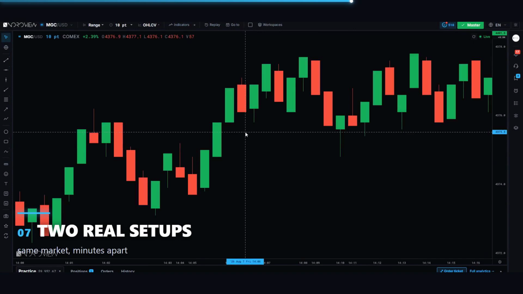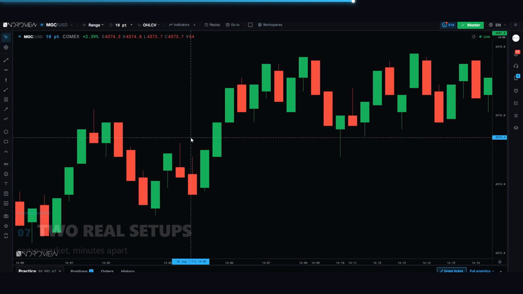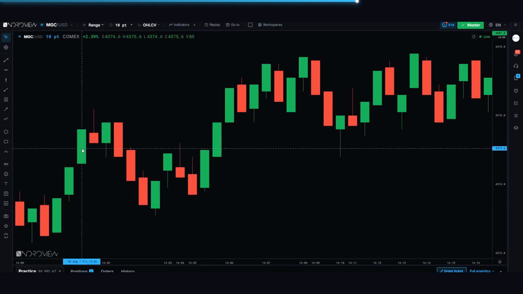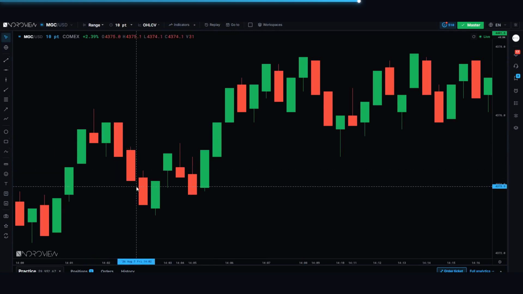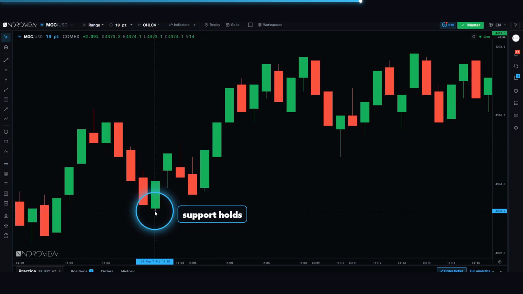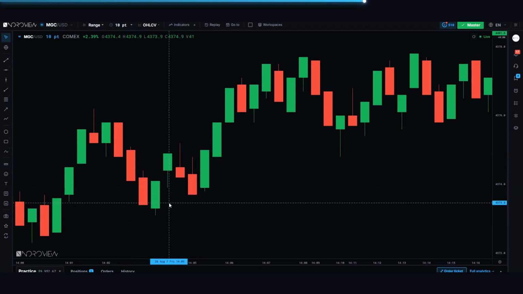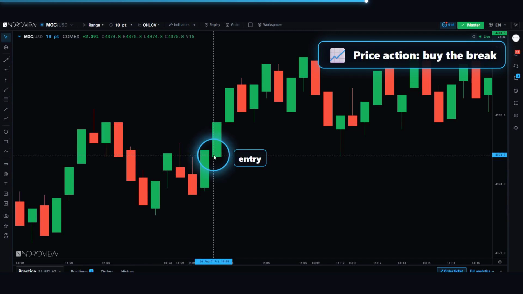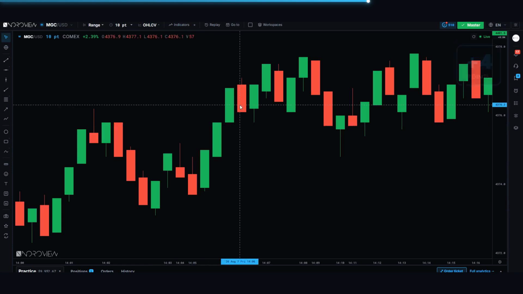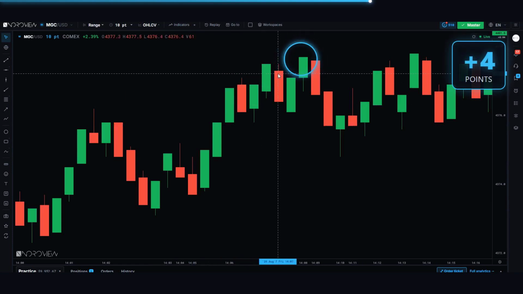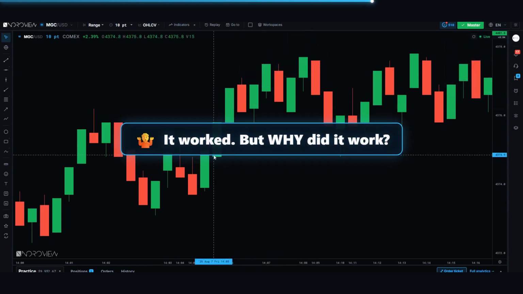All right, enough theory. Let me show you this on a real chart. Two setups a price action trader would take on the same market minutes apart. Here's the first one. Price sells off and then it simply stops going down. It builds a base. The same area holds and holds again. That is a support level. Price action says the level is holding, so you buy the break upward. And it works. Price runs straight up, about 4 points off that base. Now here is the question price action can never answer for you.